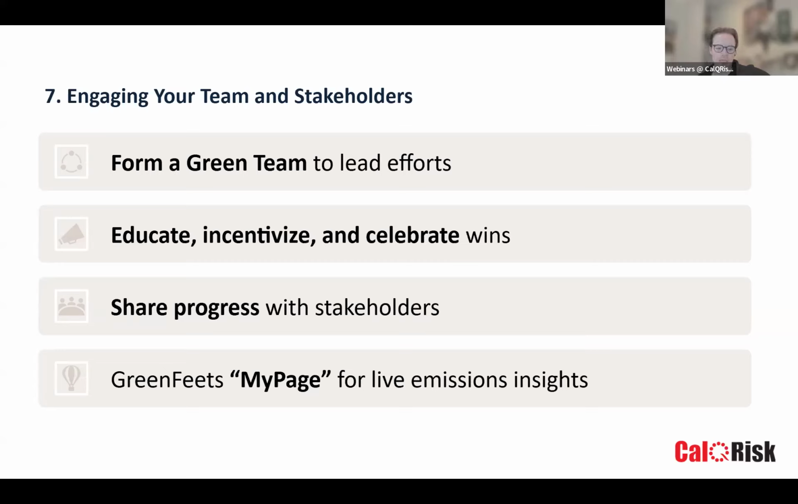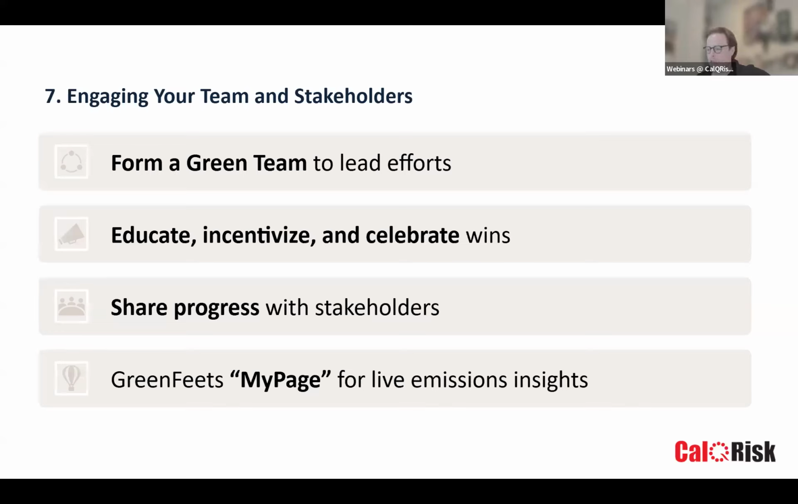Sharing your progress can be easily done. You've got your Teams channels, you've got your Slack channels, you have your websites, your social media. The sort of My Page feature that we have is another great way to engage everyone, get a live look. It allows you to have a live emissions page, share all of your reports, your initiatives, and the status of them over a number of years.